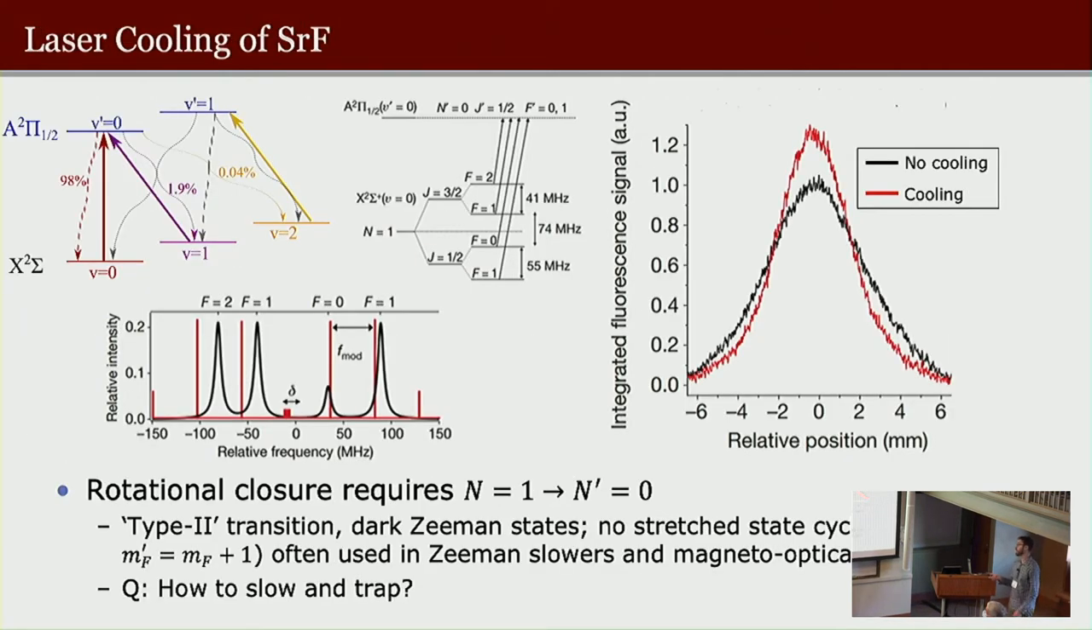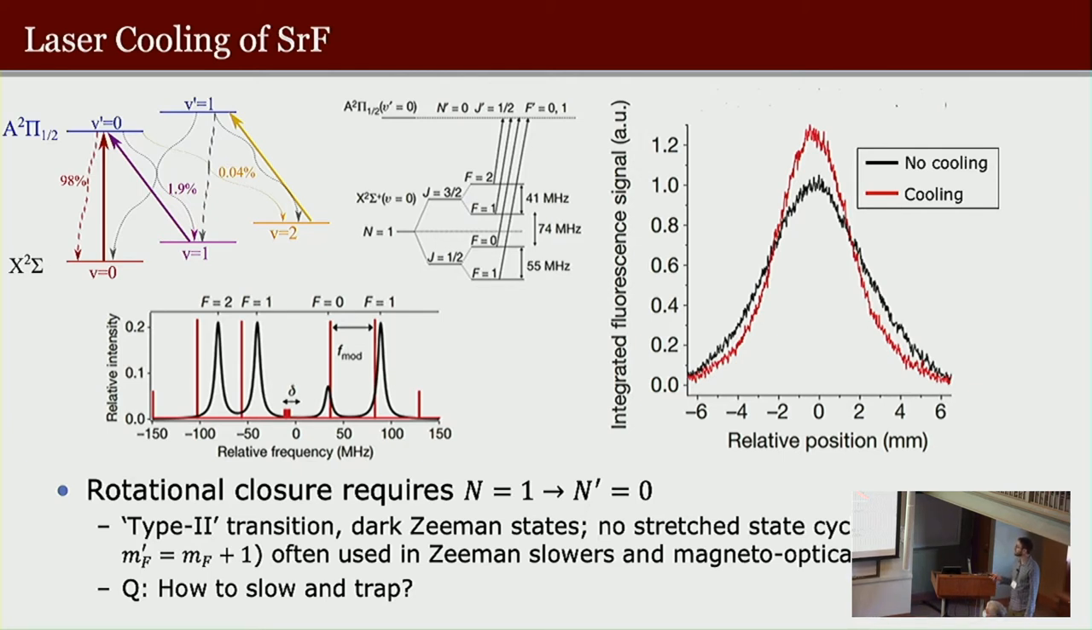Again, we have 98% branching back down to the ground state if you excite to an electronic state at V prime equals 0. Pretty good, but you do need to cycle many more than 50 photons. So you do need to have some repumps from these ground vibrational states. Typically 1, 2, maybe 3.